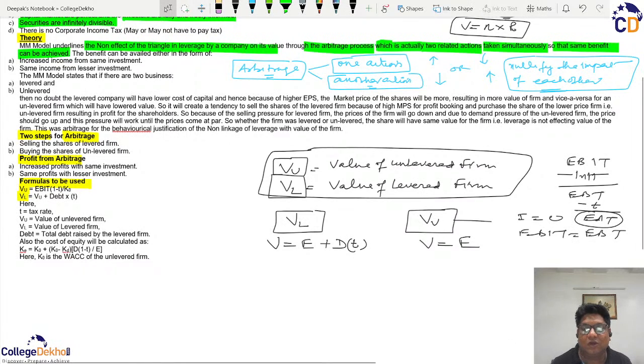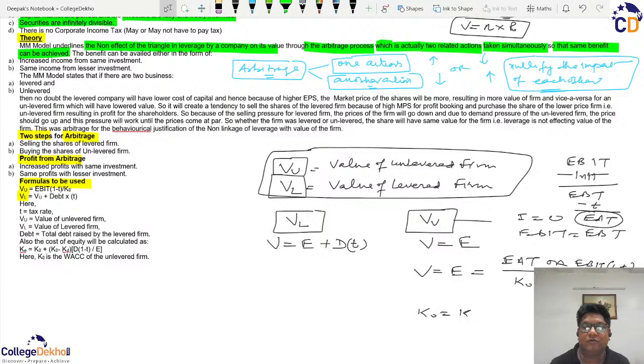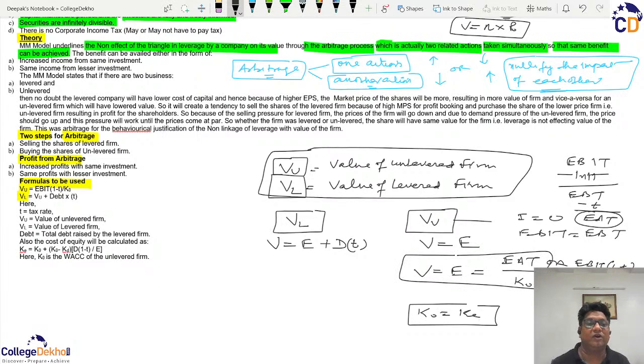So therefore this V, which was equal to E, which should be equal to EBIT minus interest, that is EBT minus tax, तो इट इज एक्चुअली में EAT, और जिसको हम लोग लिख सकते हैं EBIT (1 minus T), that is after reducing the tax liability on the profit, multiplied by the overall cost of capital, and here the KO will be equal to KE. So that is what becomes the value calculation formula for an unlevered firm.